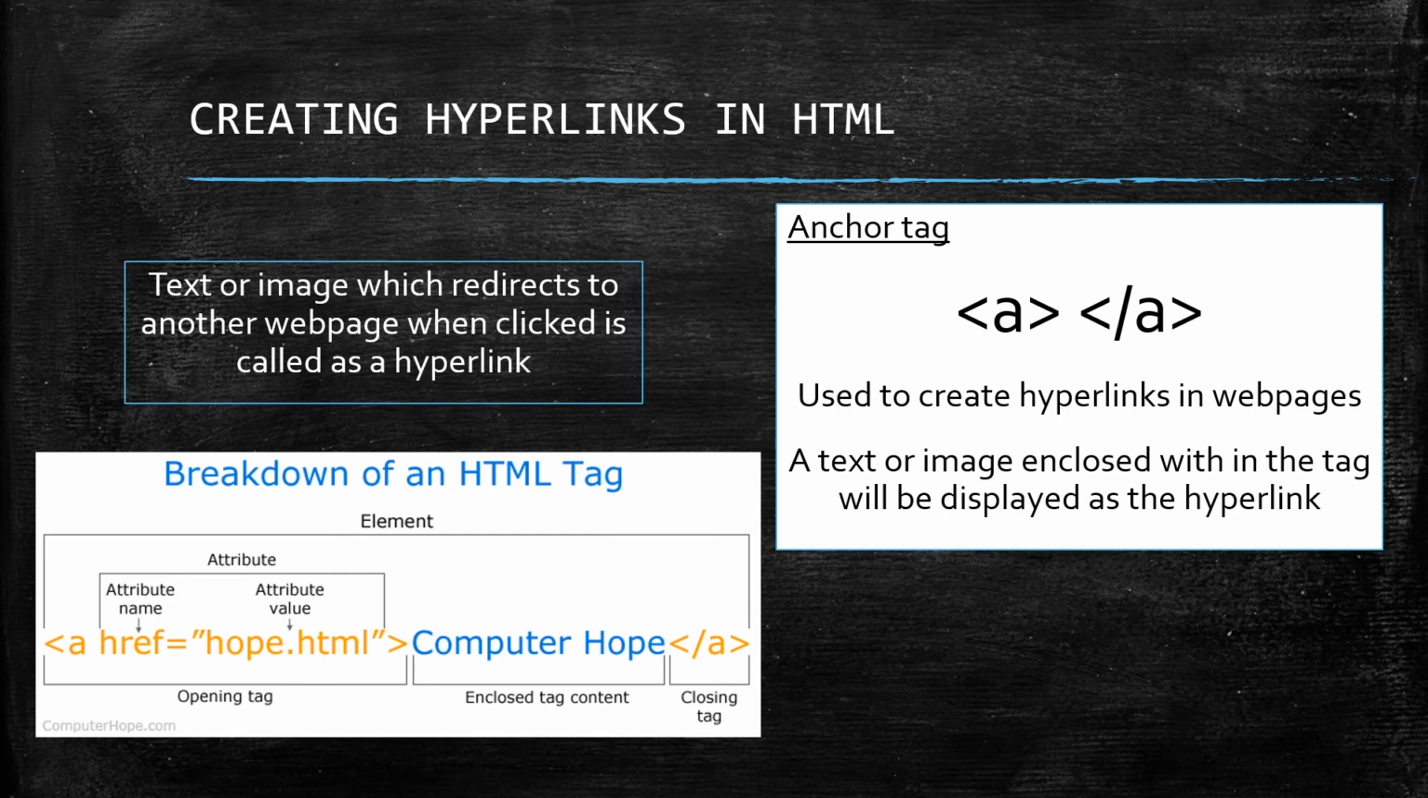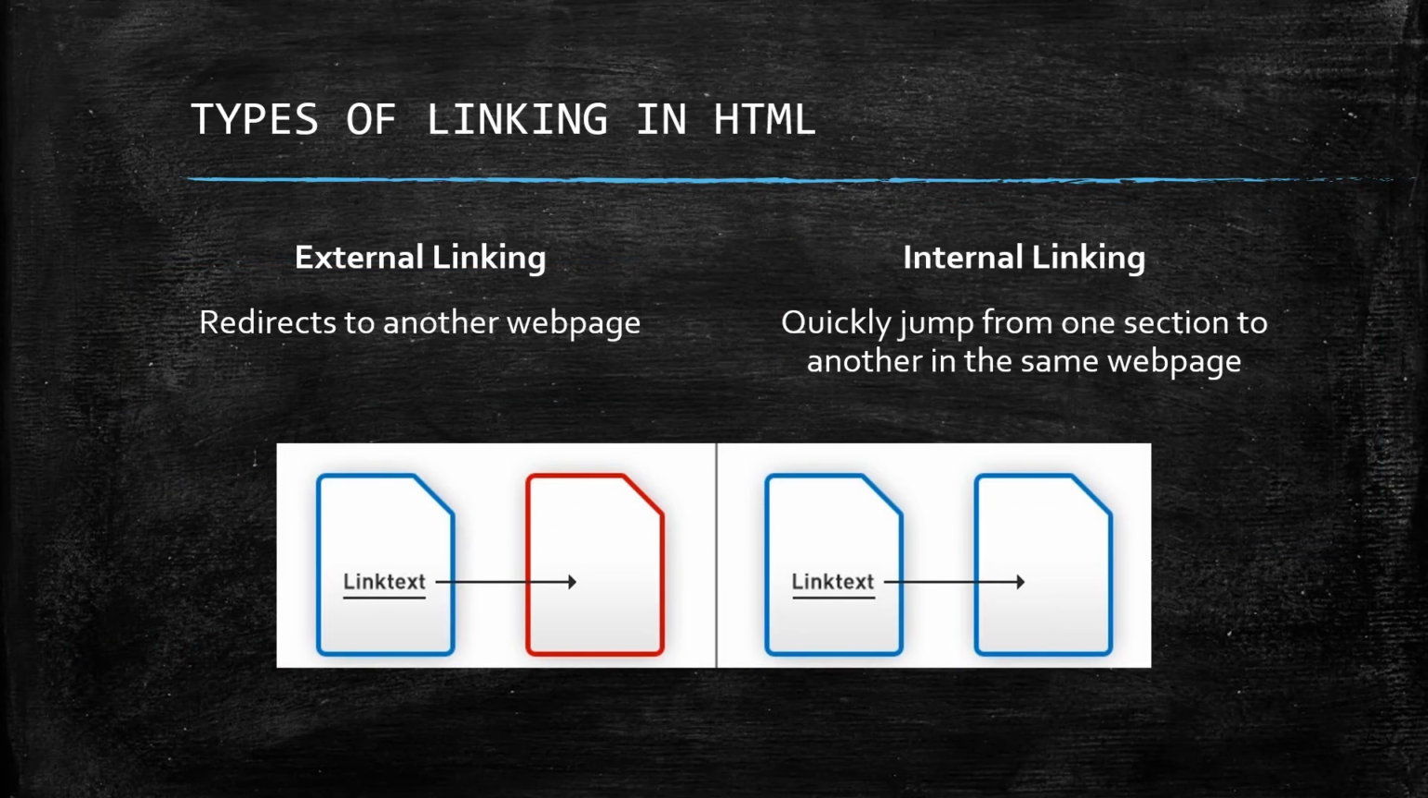Now we are going to discuss the types of linking in HTML. We have 3 types. Let's first discuss 2 types and finally we are going to discuss email linking. The first 2 types that we are going to discuss are external linking and internal linking. In external linking, what simply happens is the link will redirect you to another new web page.